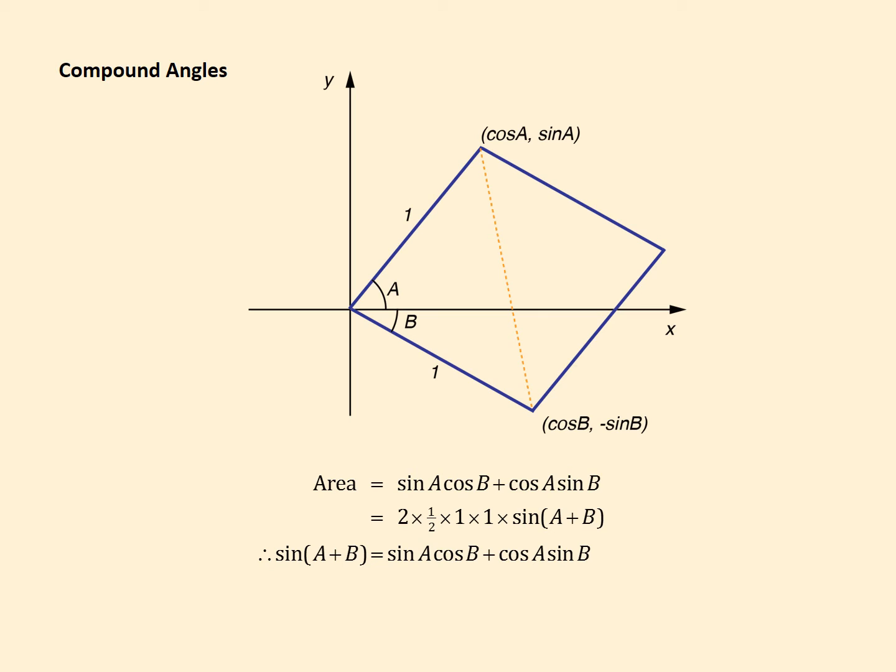And then also using the formula for the area of a triangle, a half AB sine C, and remembering that the parallelogram is double that, we have that the area of this parallelogram is 2 times a half times 1 times 1 times sine of A plus B. And that simplifies straight away to sine of A plus B is equal to sine A cos B plus cos A sine B.